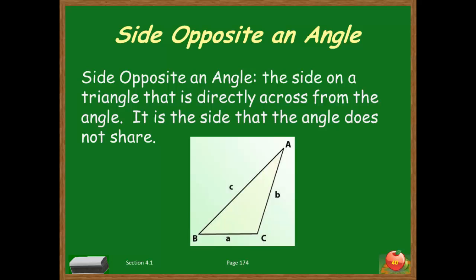Side opposite an angle. The side opposite an angle is the side on a triangle that is directly across from the angle. The side that does not share the angle. Side C is opposite angle C. Side A is opposite angle A, and side B is opposite angle B. Across from, it is opposite.